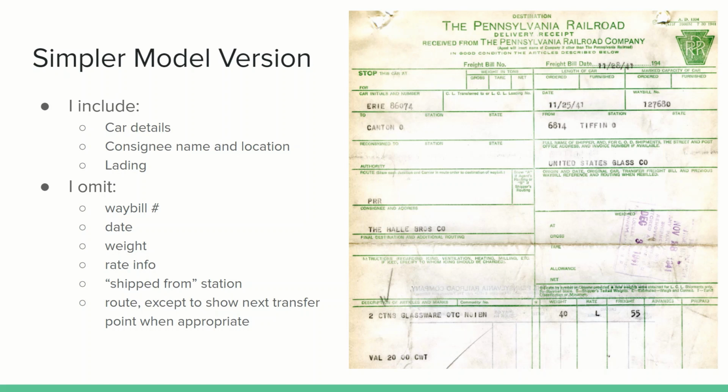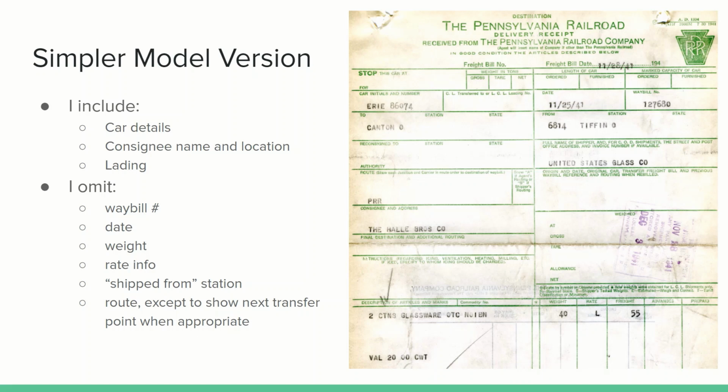In the modeler version, we don't need to have all the information that you might have in the prototypes. Here's another one from the prototype that's going to the Haley Brothers Corporation. And you'll see within there things like weight and rate and dates and waybill numbers. And I simplify some of those things out. So I'm including basically the details of the car itself. I'm including the consignee name, where it's going, and the lading information.